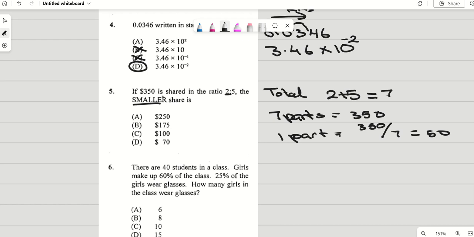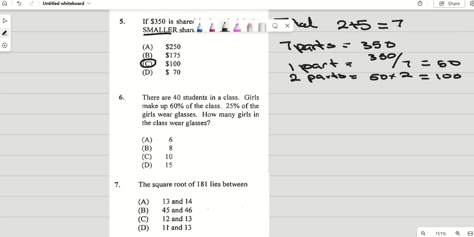So 2 parts, before I even work it out, you could say 50 times 2, which is 100. 2 parts would be equal to 50 multiplied by 2, which is equal to 100. So C is your answer.